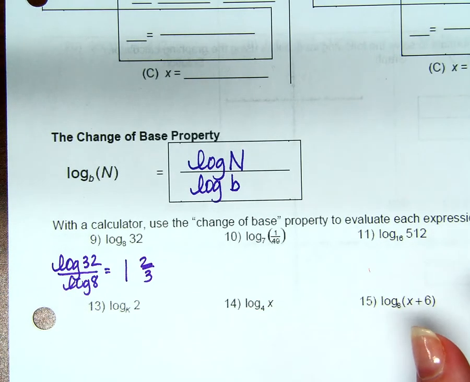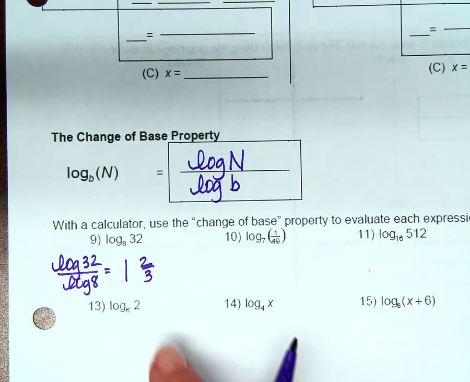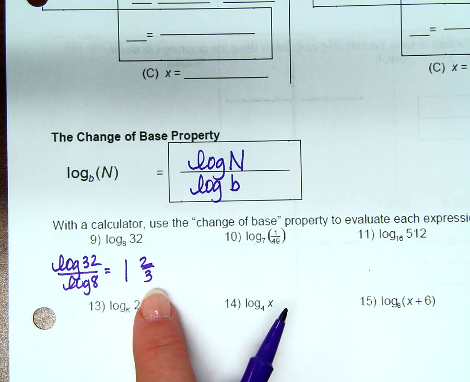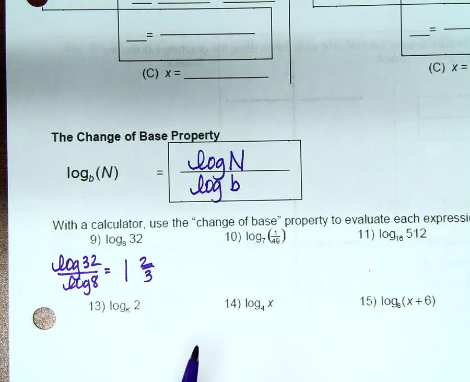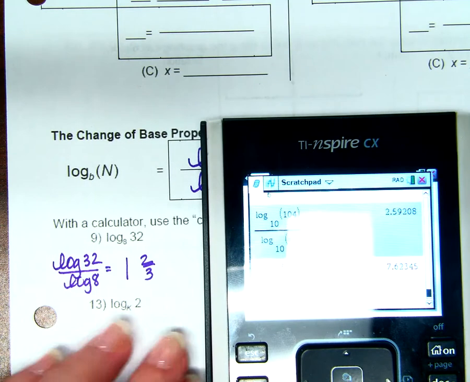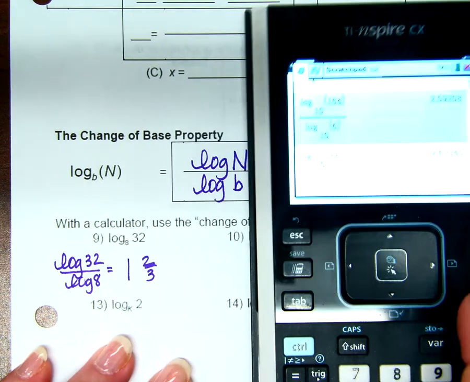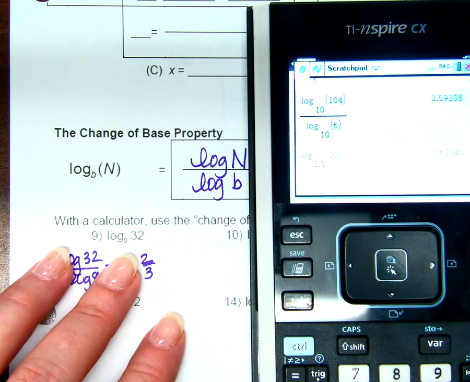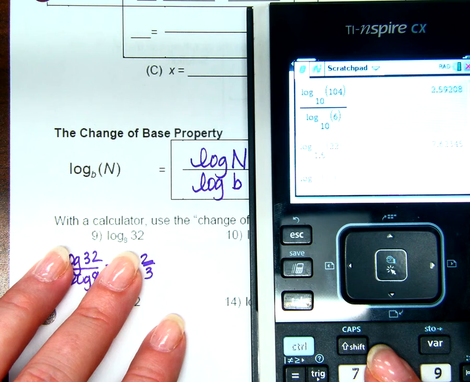Now, could you write 1.6 with a repeating bar over it? This one's more accurate, isn't it? 2/3. Okay. Now, we could check that, couldn't we? If we really wanted to make sure that we were doing this exactly right, we could say log base 8 of 32.